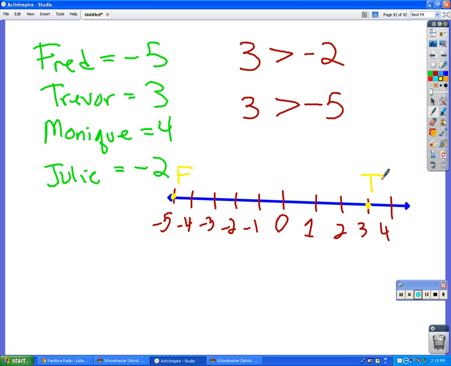Trevor had a 3, so he's there. Monique had a 4, so she's there. And Julie had a -2, so she's there. Okay? So who had the lowest score out of all 4 of them? Fred. Okay? And that's why his is the farthest score to the left. Who had the highest score out of all of them? Monique. And that's why her score is all the way over here to the right. Okay? So the ones that are to the left are smaller than the ones that are to the right. Does that make sense?